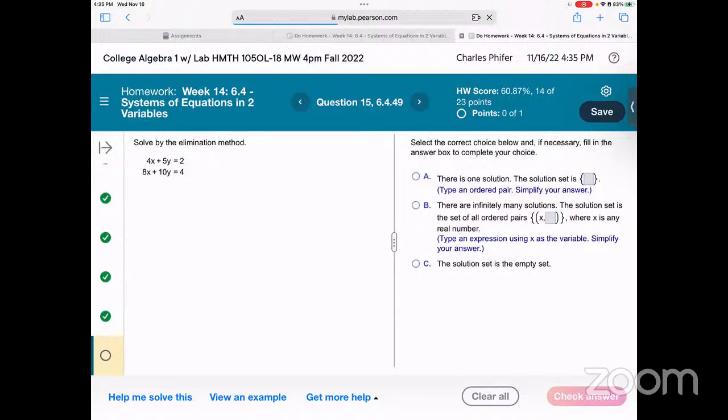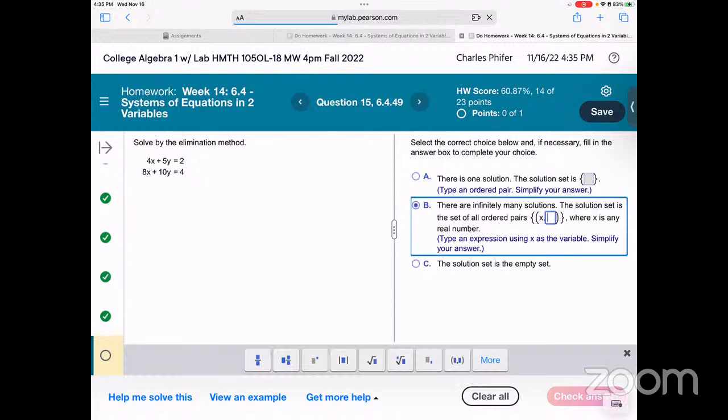Okay, solve by elimination method, right? Notice if we multiply equation 1 by 2, we'll get our 8x, we get our 10y, and we get 4. So that means equation 2 is a multiple of equation 1. That means we have infinitely many solutions, and the solutions take on a form where we've got to solve for y. Okay, subtract and divide.